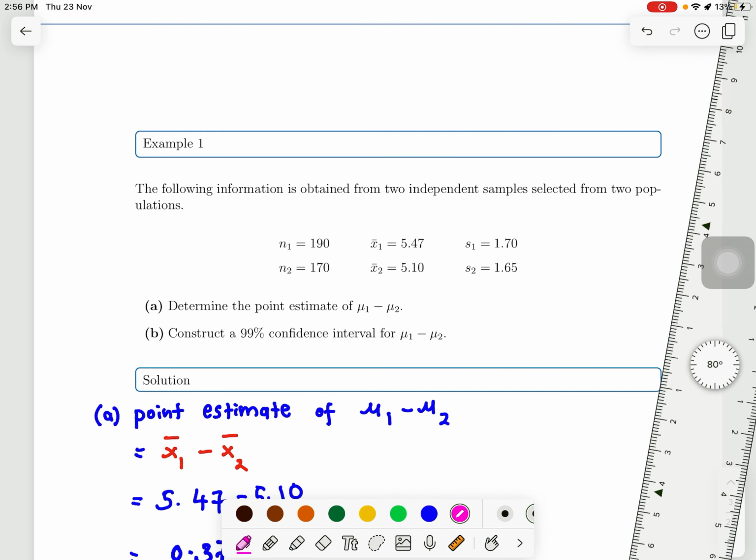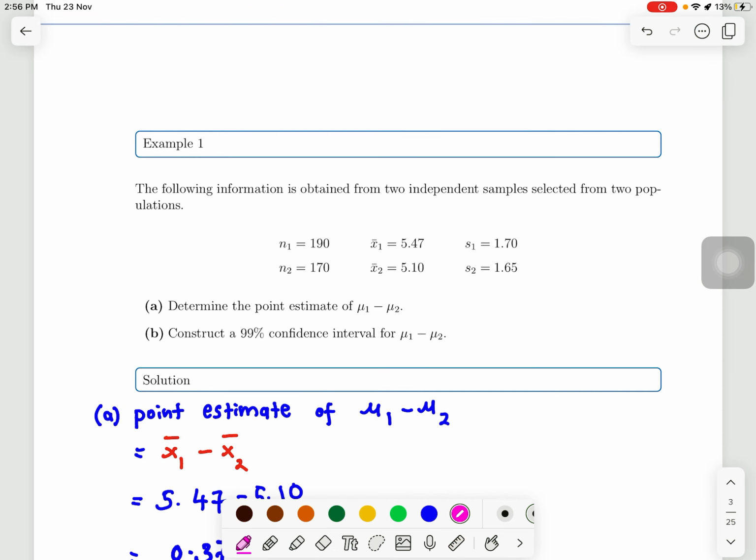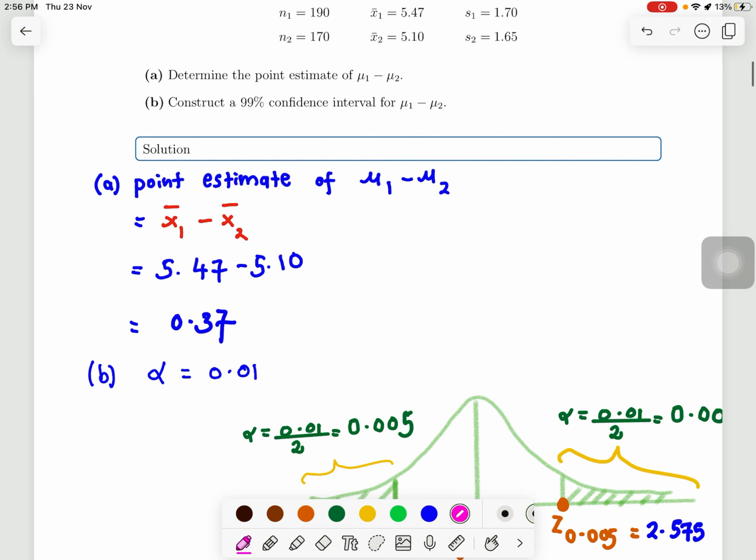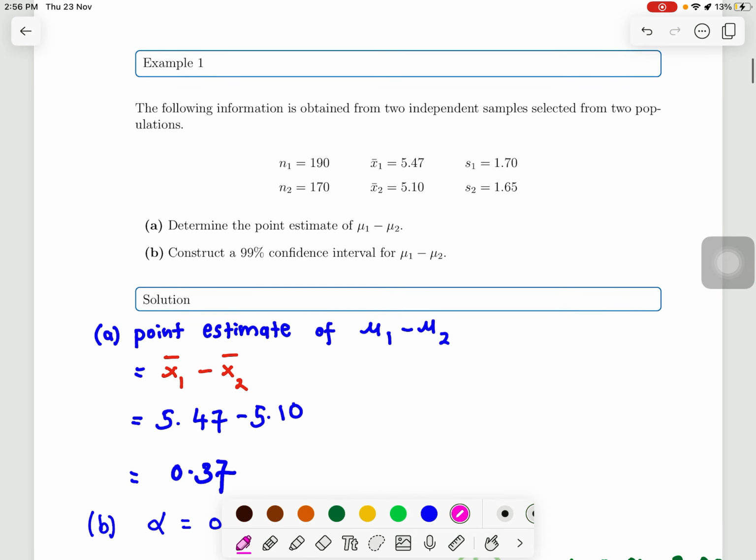Okay, so I keep this ruler. So example 1, the following information is obtained from two independent samples selected from two populations. So they give you information about the sample size, x bar 1, x bar 2, and also the standard deviation of both samples. So take a look at A. Determine the point estimate of mu1 minus mu2.